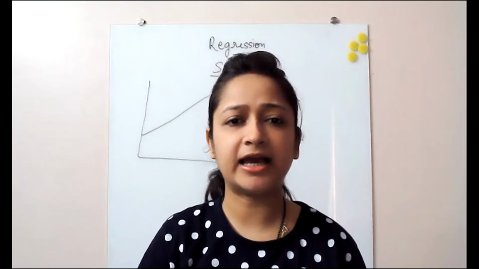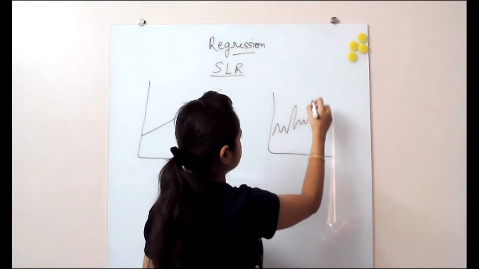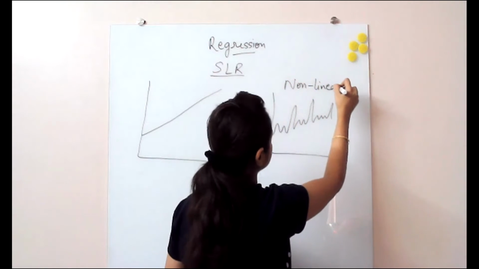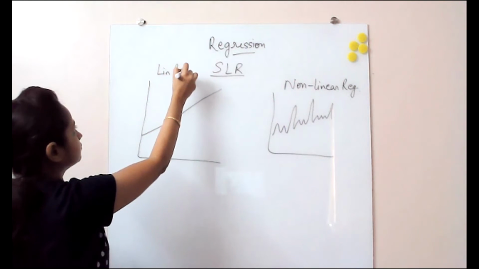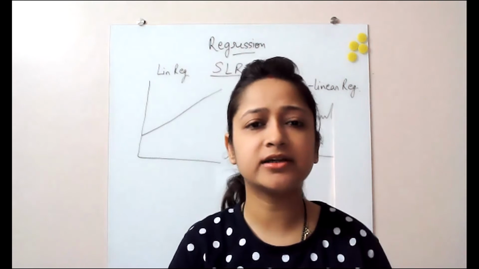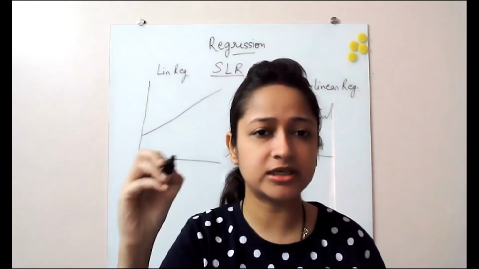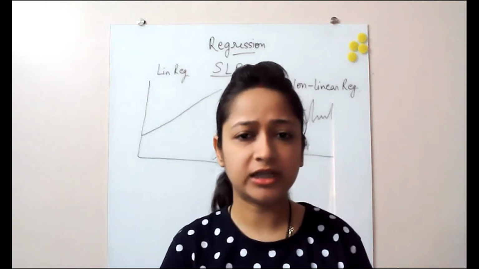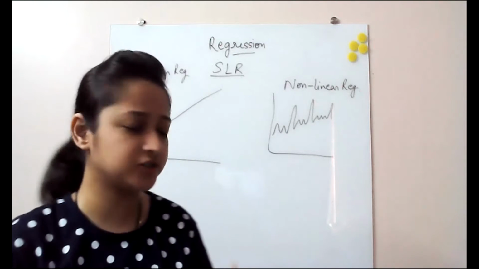And if we get a straight line, we call it linear regression. And if the line is not like this, and it goes wherever the points are, then we call it non-linear. Now, what is the equation of linear regression?